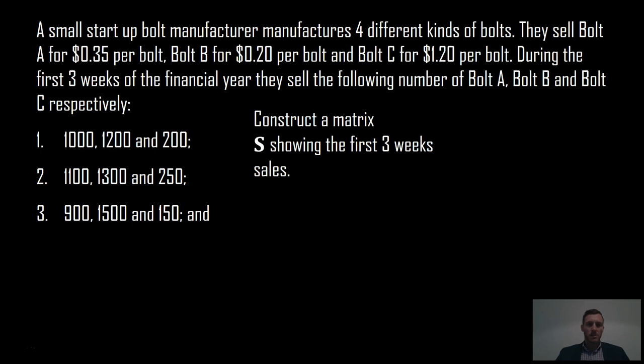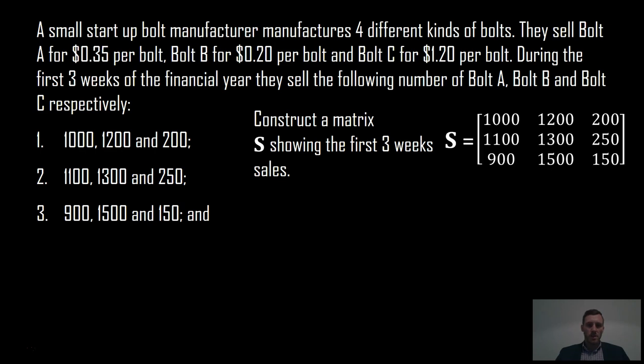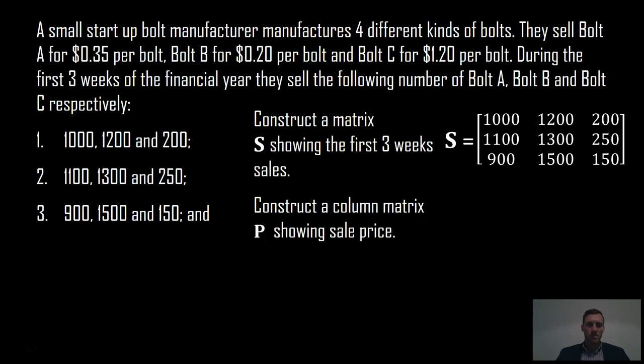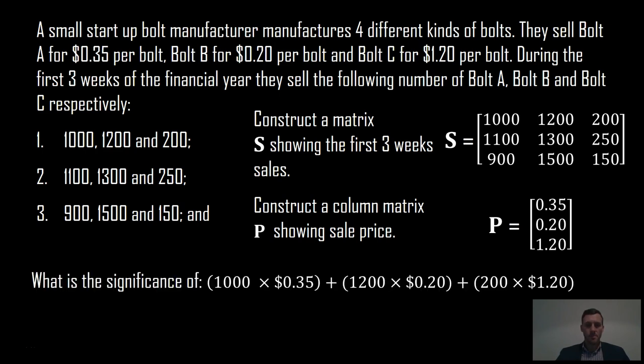Construct a matrix S showing the first 3 weeks' sales. So we have matrix S. The columns represent bolt A, B, and C respectively, and the rows represent the weeks 1, 2, and 3 of the financial year. Construct a column matrix P showing the sale prices. So we have matrix P, which is a column matrix. We've got the sale price of A, which is 35 cents, the sale price of B, which is 20 cents, and the sale price of C, which is $1.20.